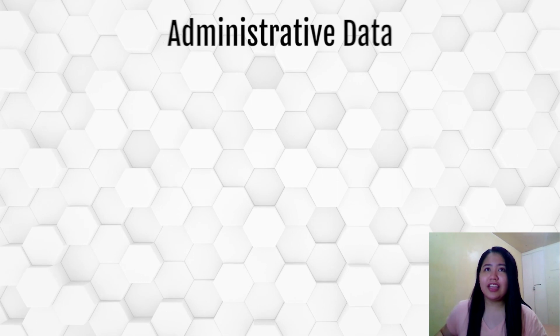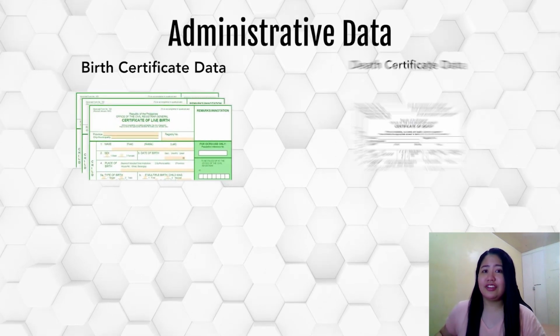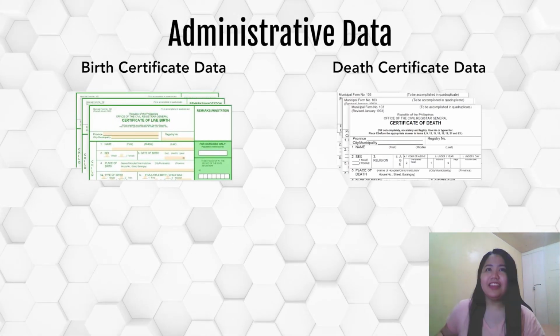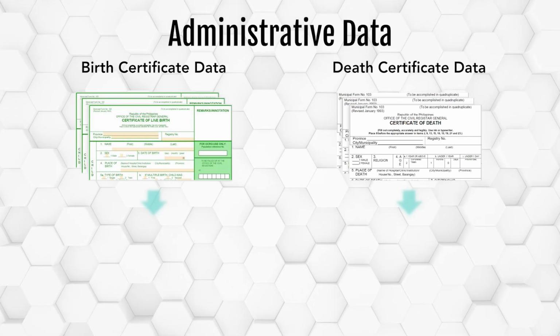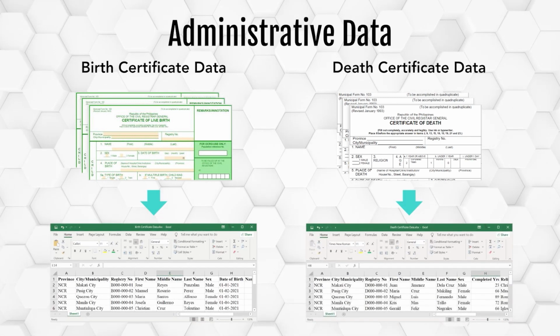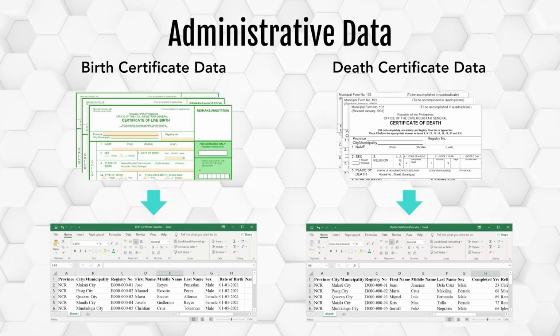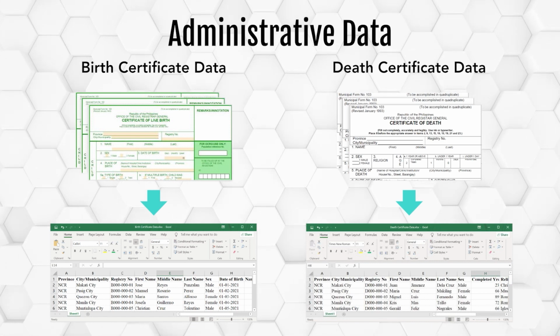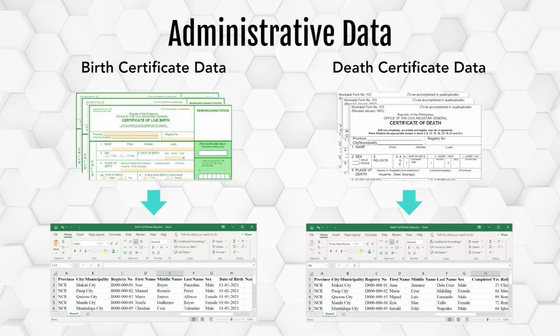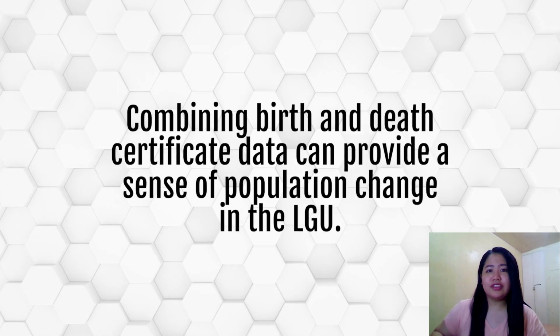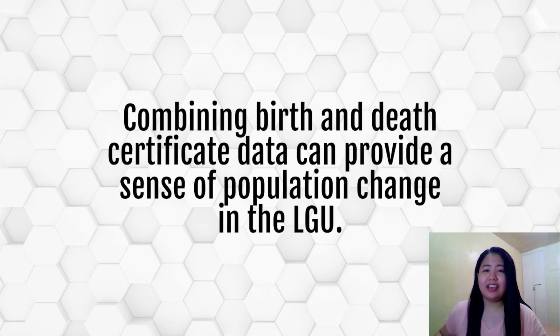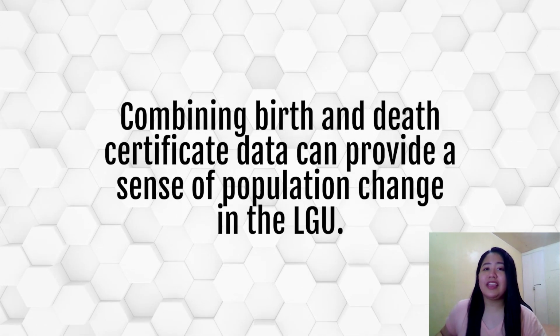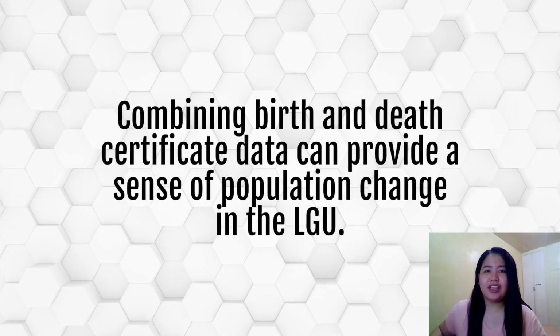Some other examples of administrative data are from civil registry, such as data from birth and death certificates. Again, first we'll have forms that are filled out, and then we'll consolidate them into ideally machine-readable files. Furthermore, if we combine data from birth certificates and death certificates, the resulting analysis can provide the LGU some sense of change in their population.